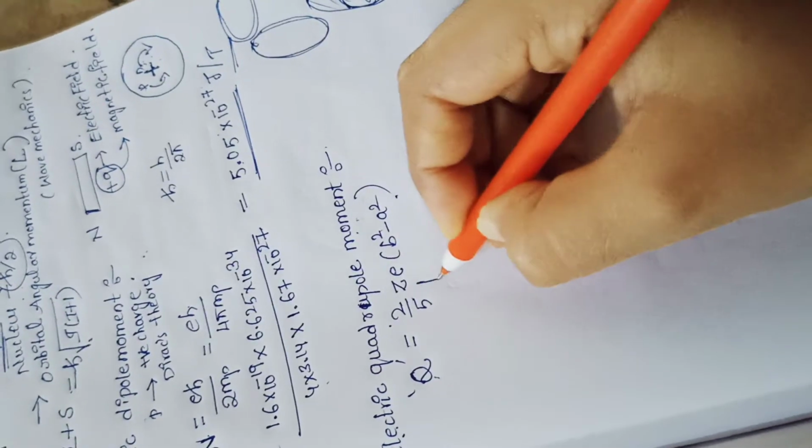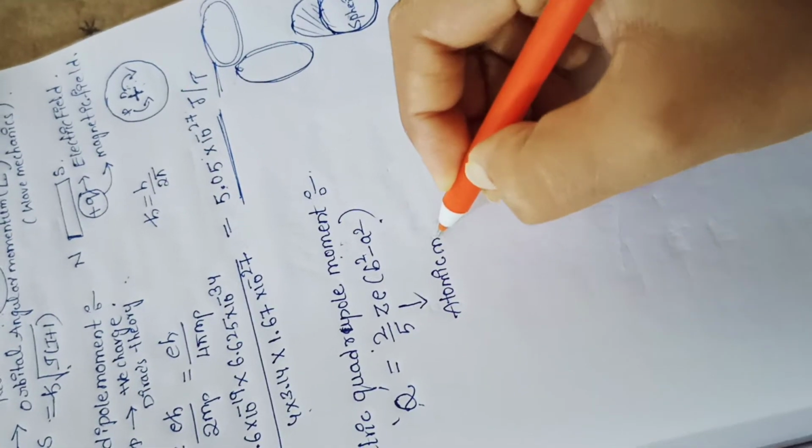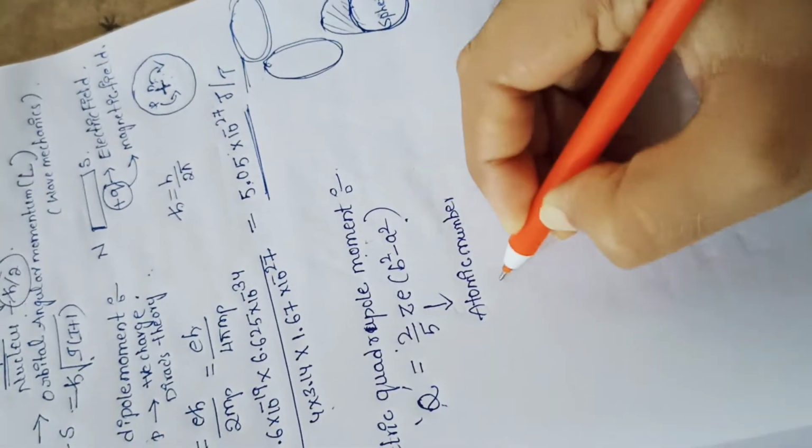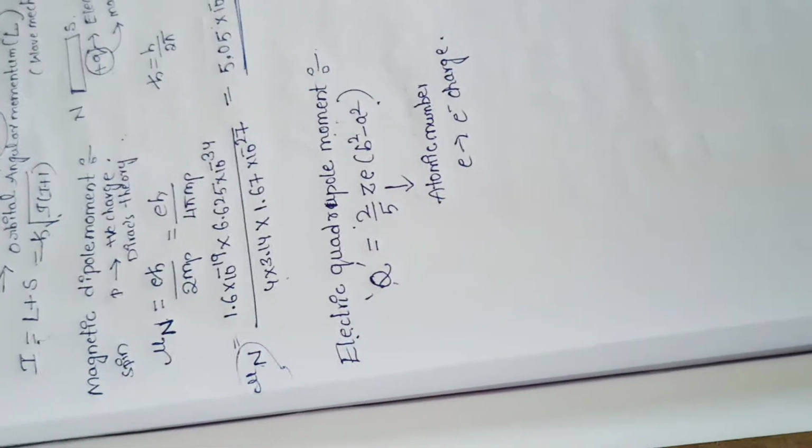Here Z is the atomic number, and E means the charge of the electron. Z is the atomic number and E is the charge of the electron.